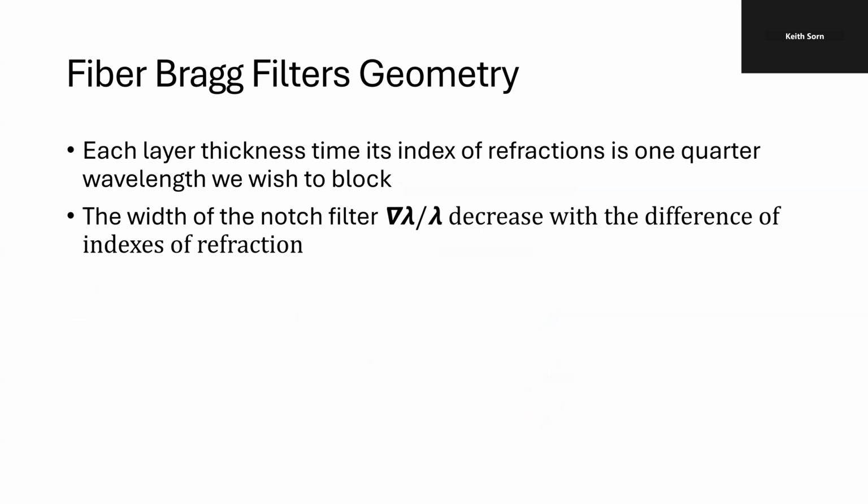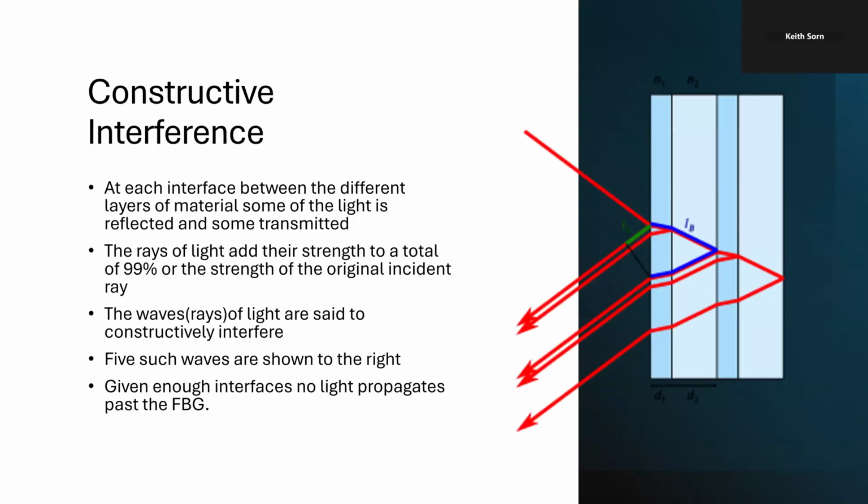All right, if we talk just a little bit about the geometry, each of these layers, you take the width of this layer multiplied by the index of refraction, and that is going to equal 1/4 the wavelength that we want to block. Notice that the darker blue with the higher index of refraction is shorter because of n times d. The regular core index in the lighter blue is longer because its n is smaller.